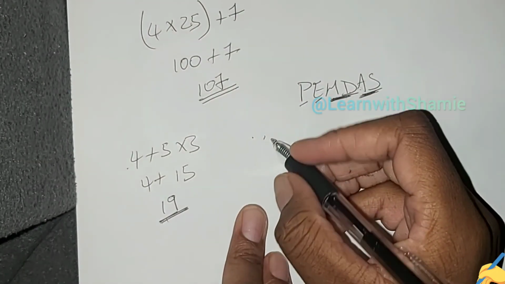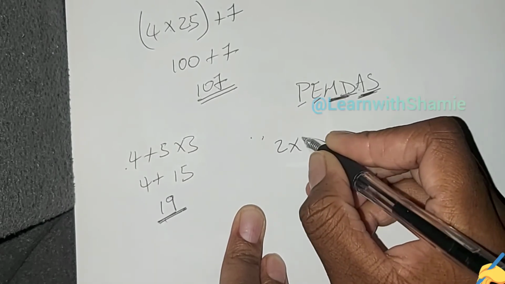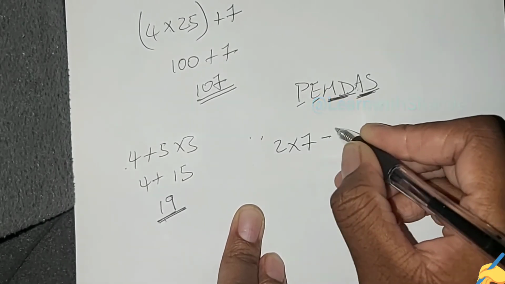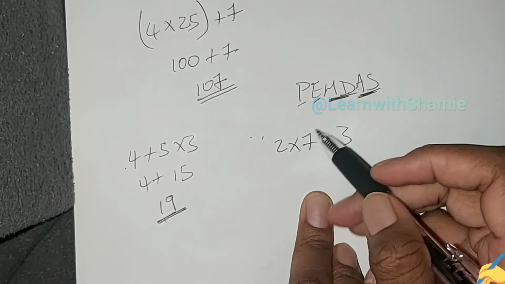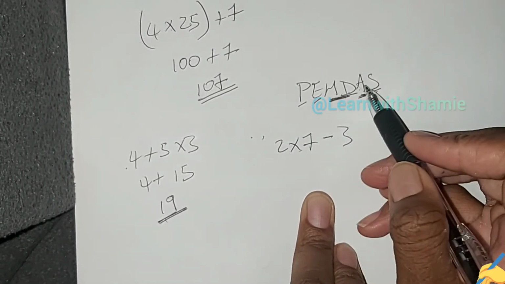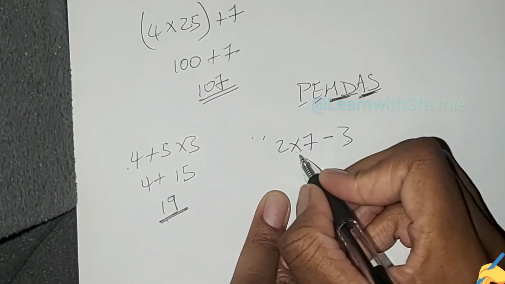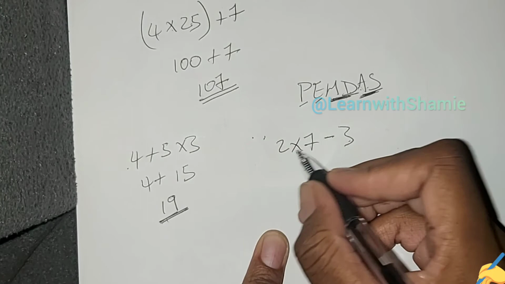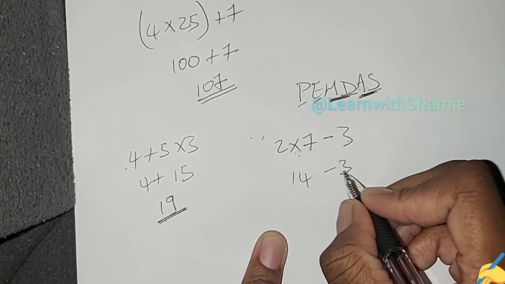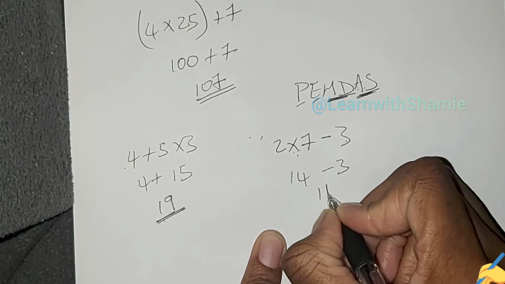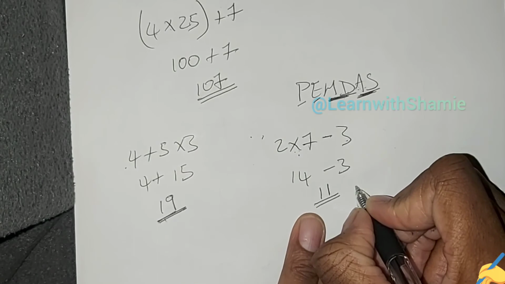Let's look at another example. So if we have 2 times 7 minus 3, where we have multiplication and subtraction, and multiplication comes before subtraction, so we multiply first. So 2 times 7 is 14, minus 3. 3 from 14 is 11. So our final answer is 11.